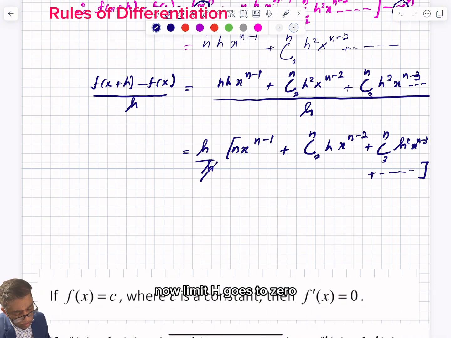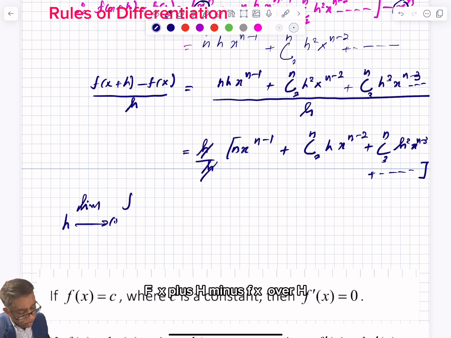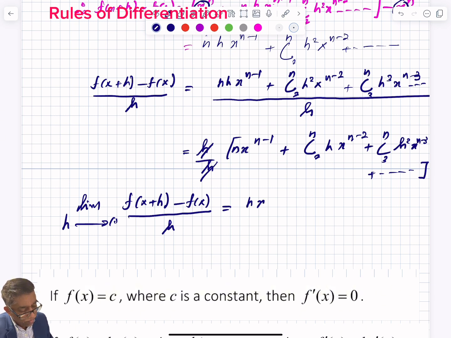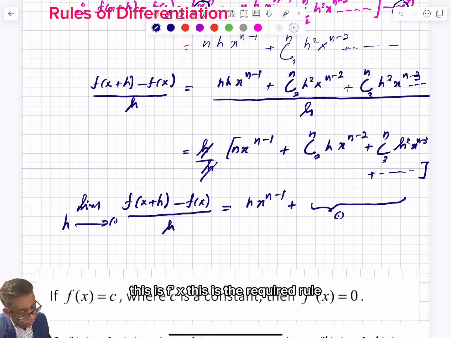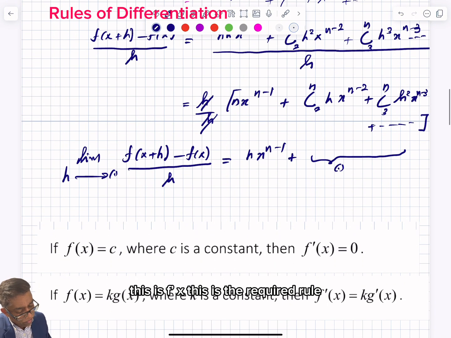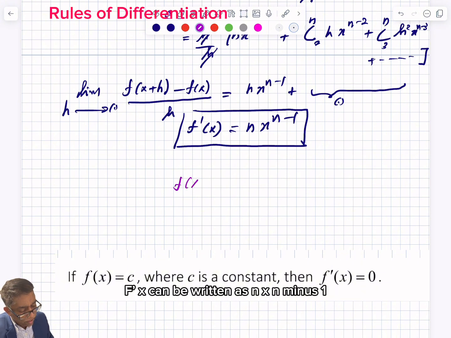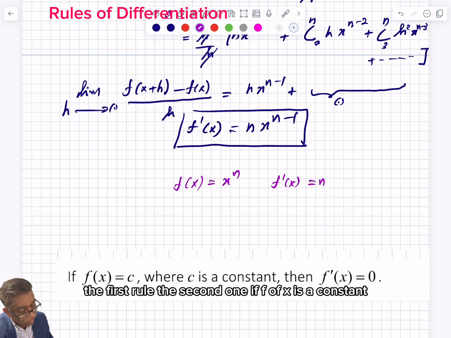Now, the limit as h goes to 0 of (f(x+h) minus f(x)) over h is nx^(n-1). All the other terms are 0 because there is an h. Therefore nx^(n-1) is f'(x). This is the required rule. Therefore, if f(x) is equal to x to the power of n, f'(x) can be written as nx^(n-1). The first rule.